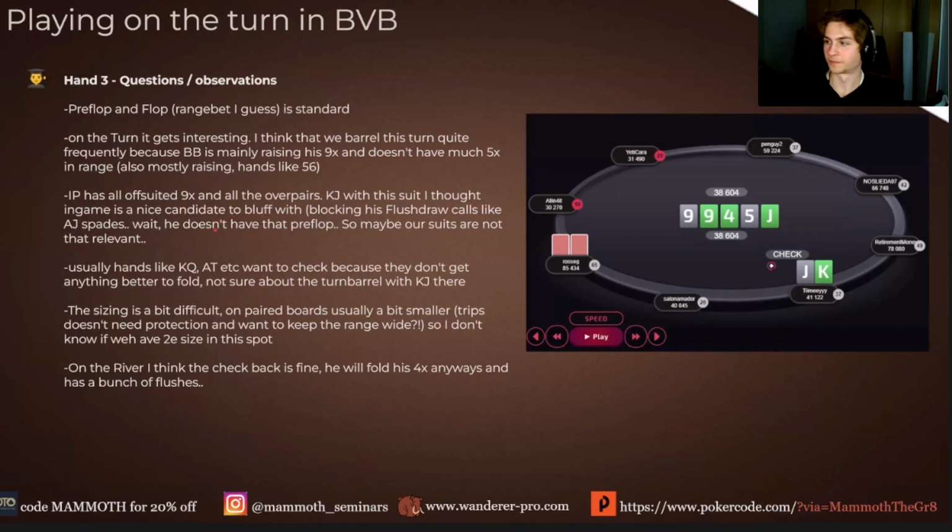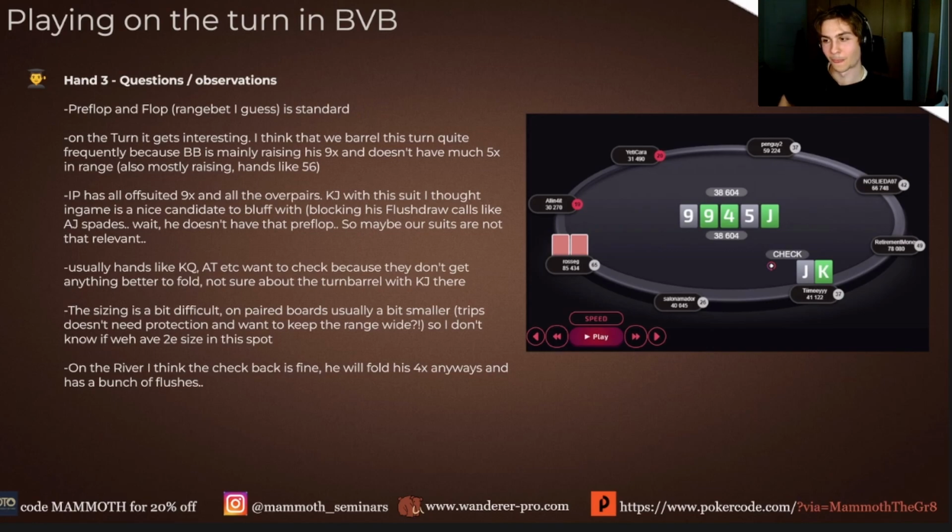So let's see what's on here. In position has all offsuited 9x and all the overpairs. King-Jack with this suit, I thought in game, is a nice candidate to bluff with. I hope it's clearer now. Because everything sort of looks like a decent candidate, right? Except the fact that it does block folds and dominates a lot of floats. Usually hands like king-queen and ace-10 want to check because they don't get anything better to fold. Yeah, same here. Not sure about the turn barrel of King-Jack there. I also mentioned it at the beginning: very often you know the answer, but then you start questioning yourself.